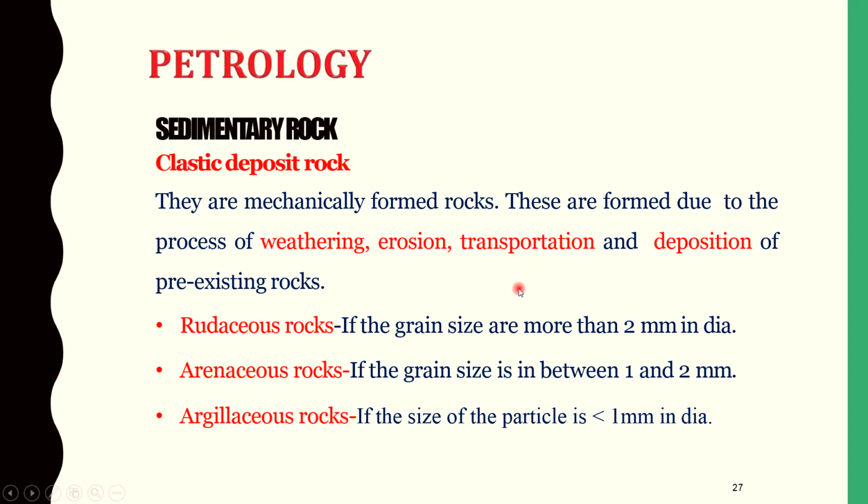So, what are clastic deposit rocks? They are the mechanically formed rocks. These are formed due to the process of weathering, erosion, transportation, and deposition of the pre-existing rock. Let's say there is one igneous or metamorphic rock.